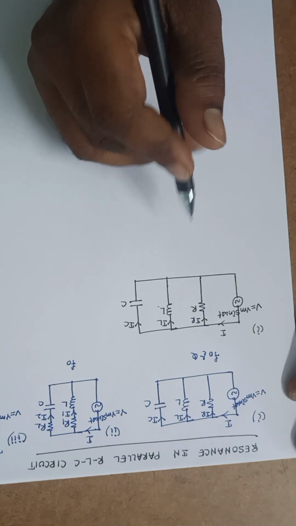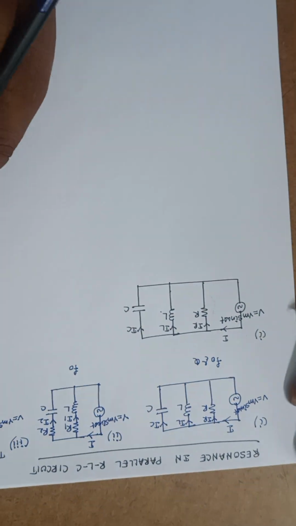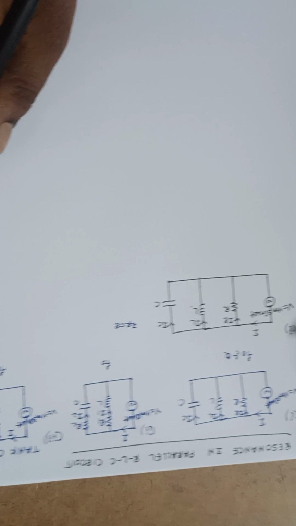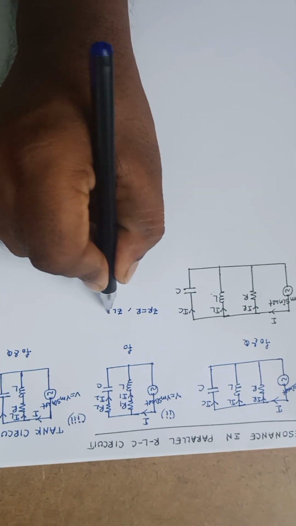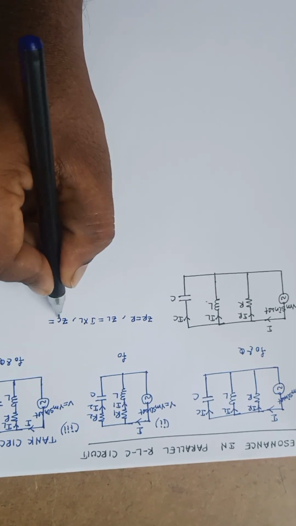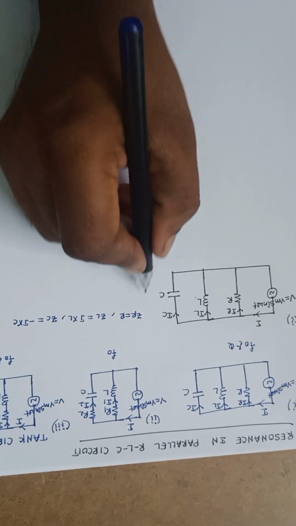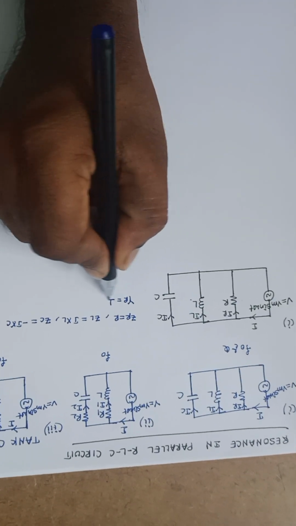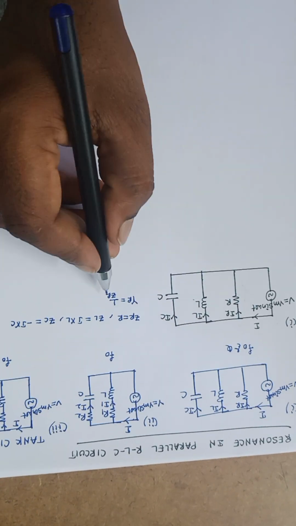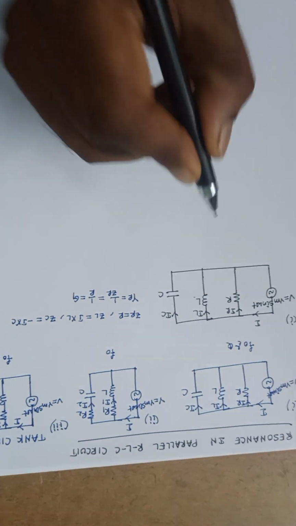Here first I will write the impedance. What is the impedance of this resistance? ZR is equal to R. Next, ZL is equal to J into XL. ZC is the impedance offered by this capacitance, that is minus J into XC. YR is equal to 1 by ZR, where YR is the admittance of this resistance. So I can write it as 1 by R, that is equal to G.